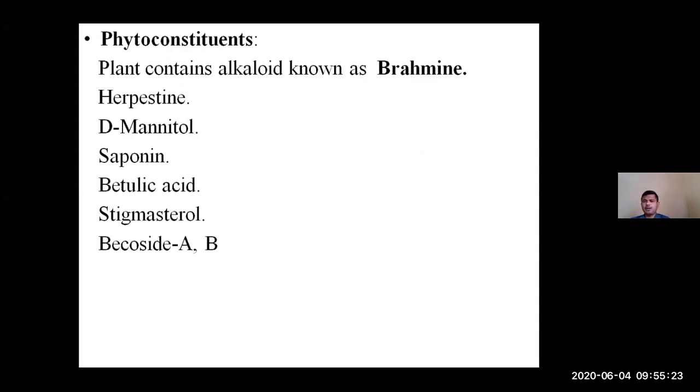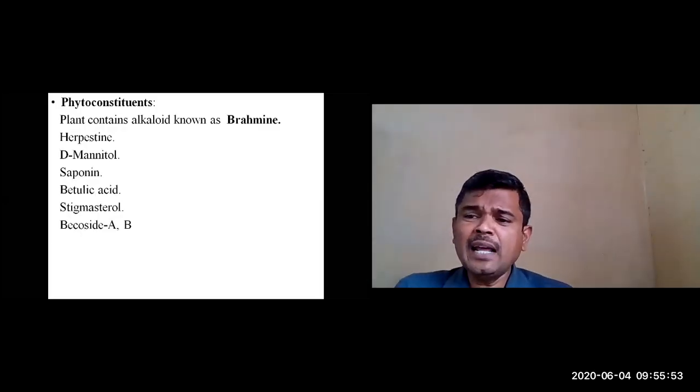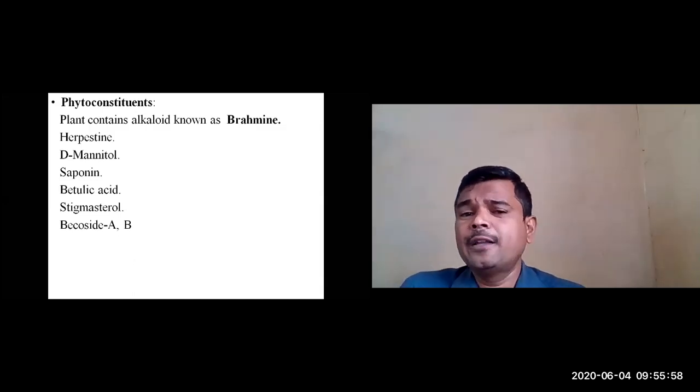Chemical composition of Brahmi. The plant contains an alkaloid known as Brahmine. Brahmine is an important alkaloid. Apart from Brahmine, the other important active principles are bacosides. Bacoside A and bacoside B are the 2 important compounds present in Brahmi.